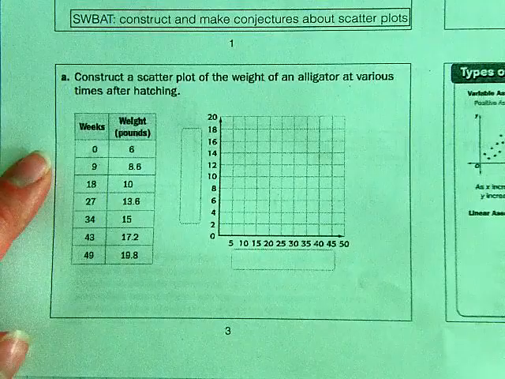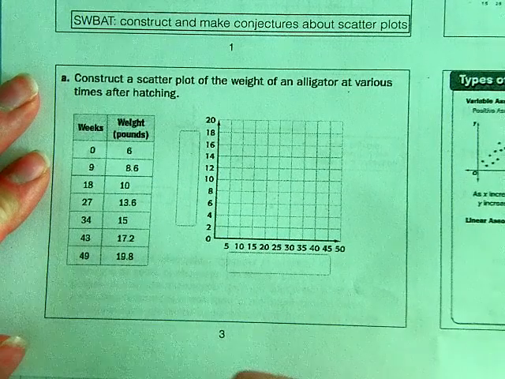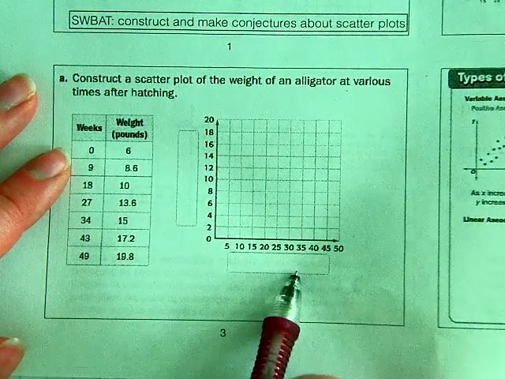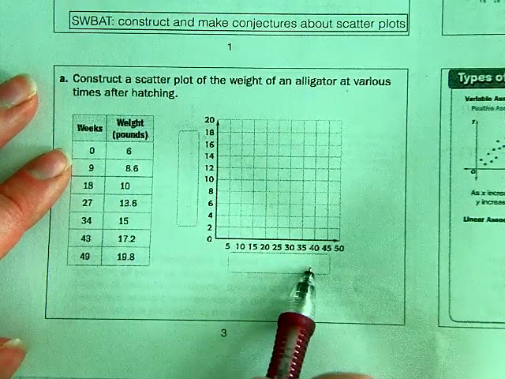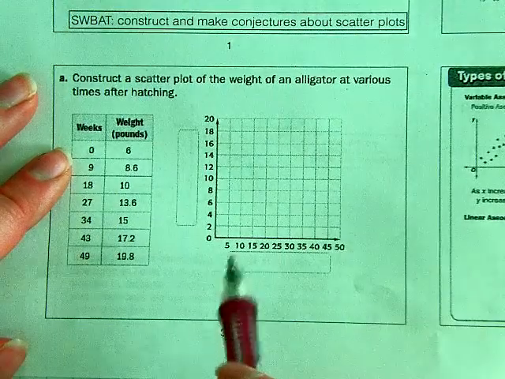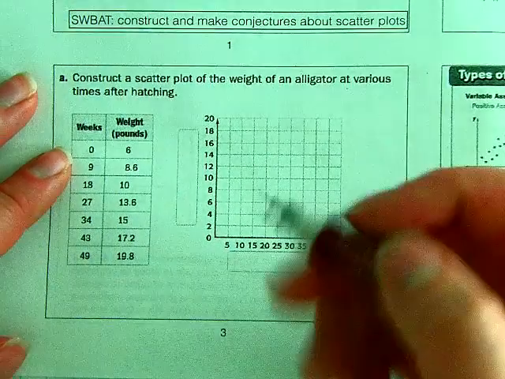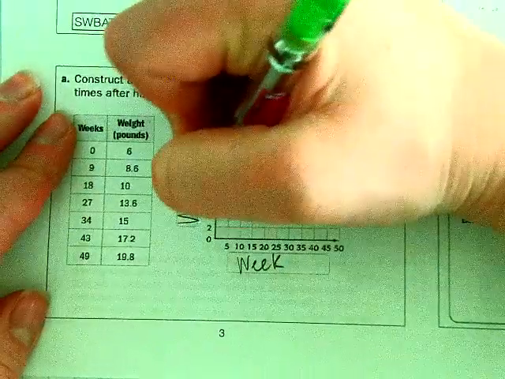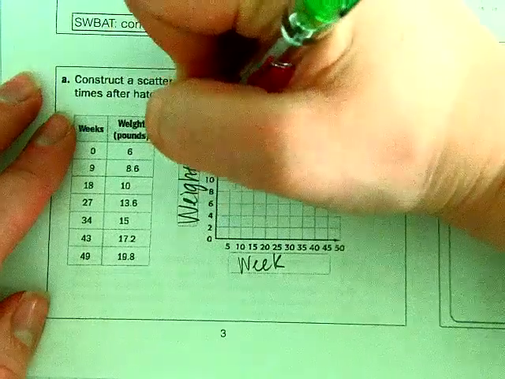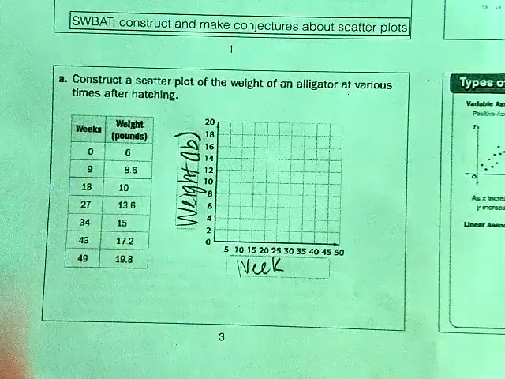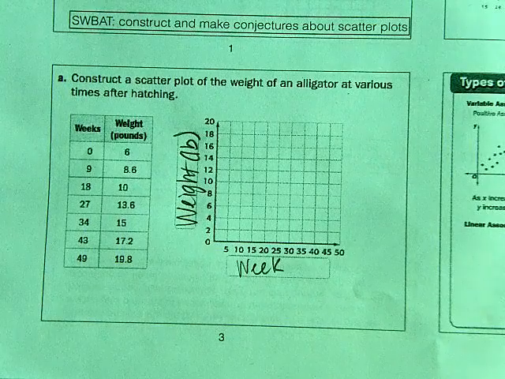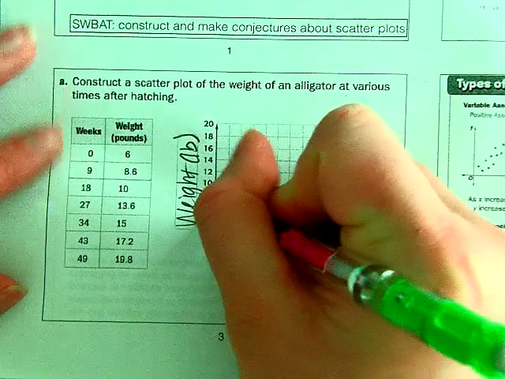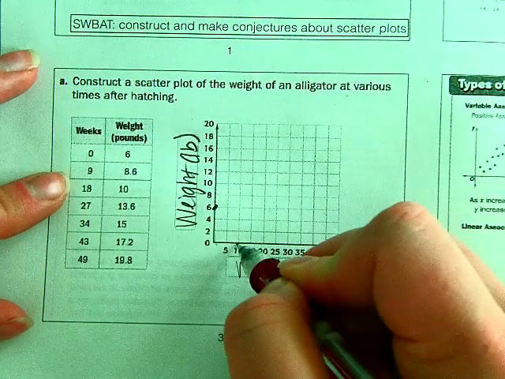So, making scatter plots. Construct a scatter plot of the weight of an alligator at various times after hatching. So what makes sense to go down here? Weeks or weight? Because this one depends on this one. So does the week depend on the weight, or the weight depend on the week? The weight depends on the week. So this is my X. Here is my Y. This is in pounds. I'm going to abbreviate. So at week 0, an alligator weighs about 6 pounds. 0.6. At 9 weeks, there's an 8.6.